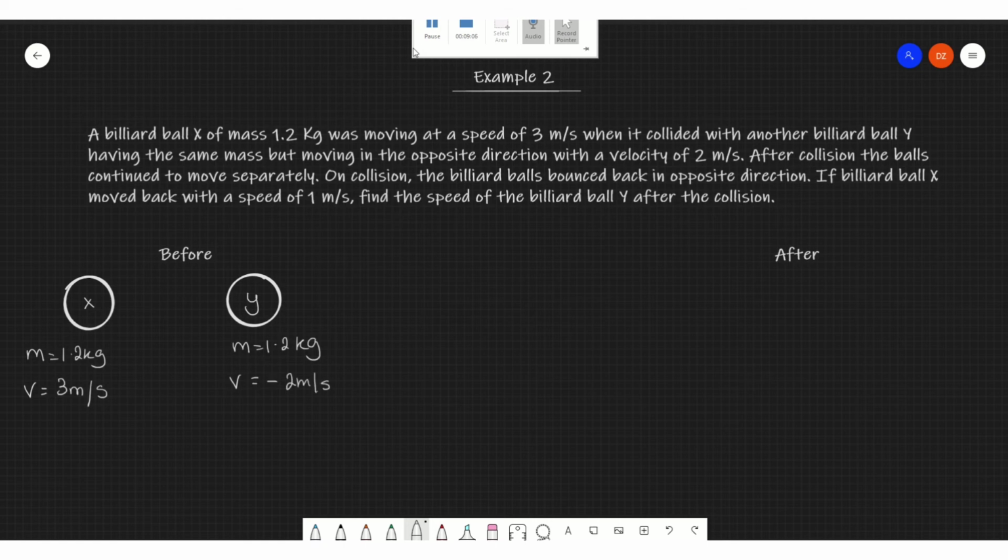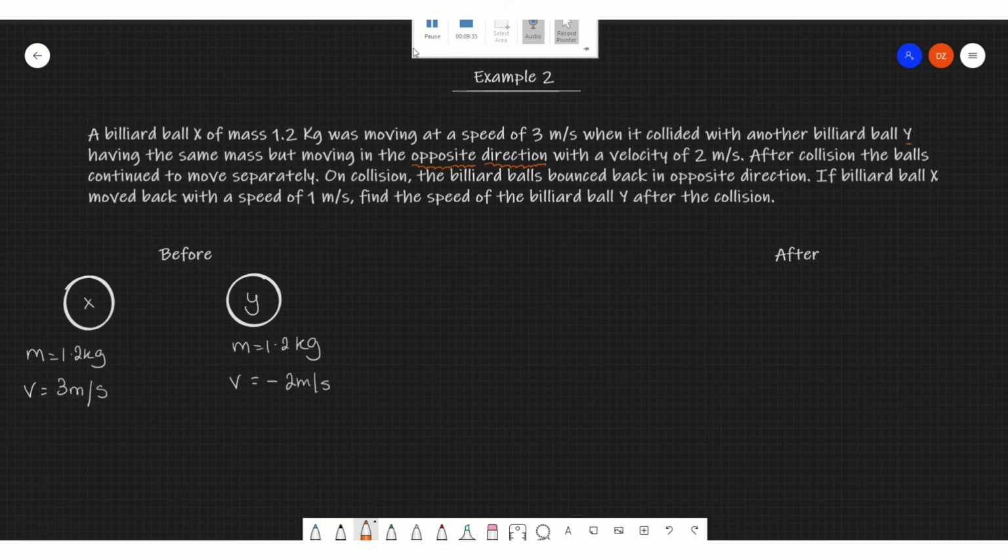The reason why I'm going to do negative 2 is because in the question, it is clearly stated that billiard ball Y has the same mass but is moving in the opposite direction. So to indicate that billiard ball Y is moving in the opposite direction, you have to put a negative sign in front of its value of velocity, because remember, velocity is a vector quantity.